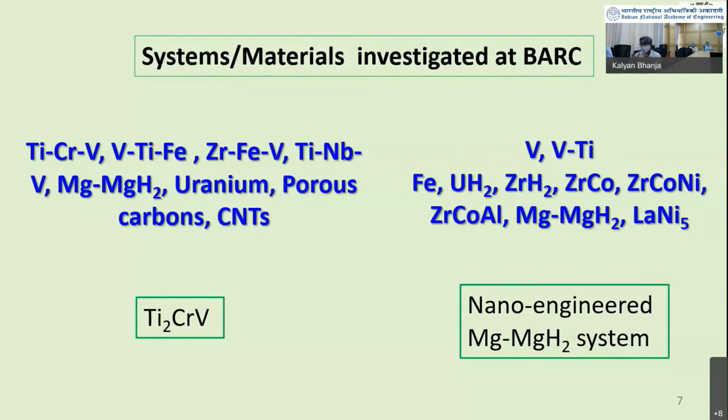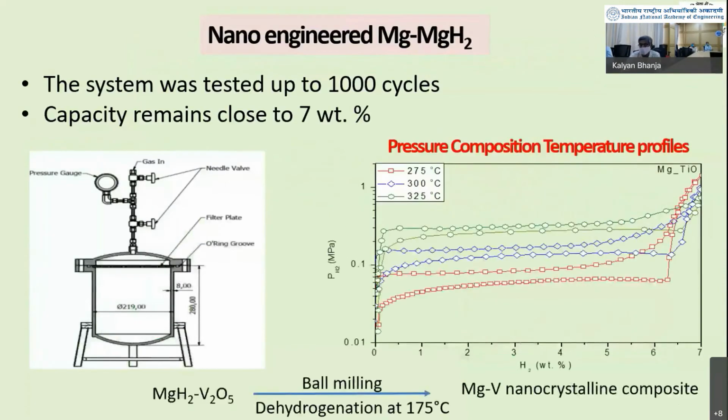There are minor differences, of course. Any system will have both advantages and disadvantages. So these two systems also have advantages and disadvantages, but time will tell. I think maybe another year will tell which system can be used for technological applications. Let us first discuss the nano-engineered magnesium system, the magnesium hydride system.